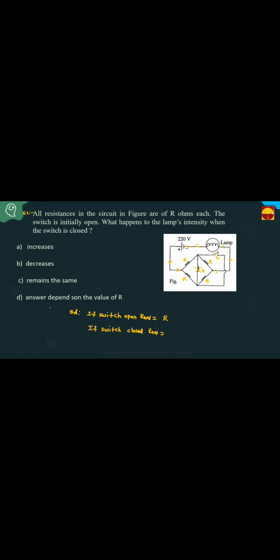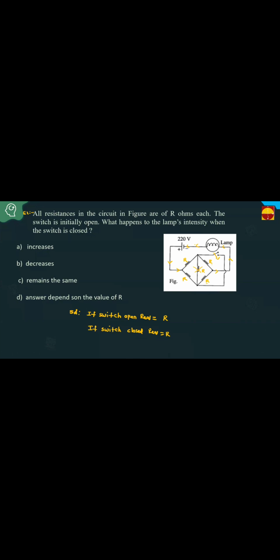Even if the switch is closed, what is R equivalent? Even if you take the switch-closed condition, what is R equivalent? Then also, the bridge is balanced, so you can get R equivalent equal to R. If you want to check it: even if the switch is closed, R equivalent equal to R; if the switch is open, R equivalent equal to R.